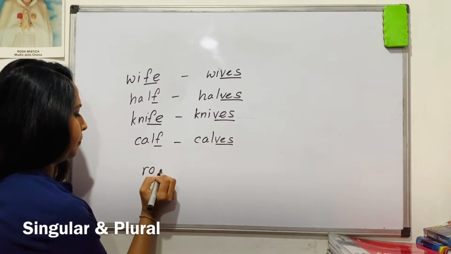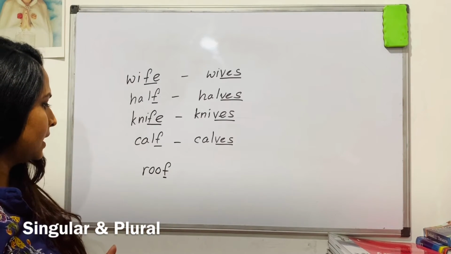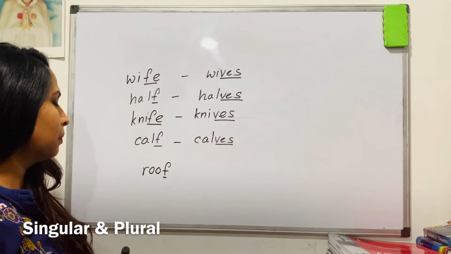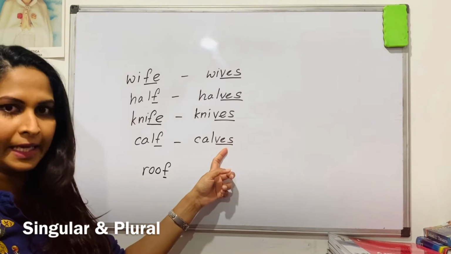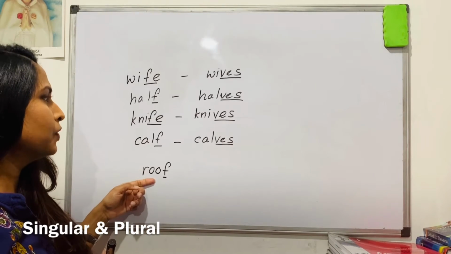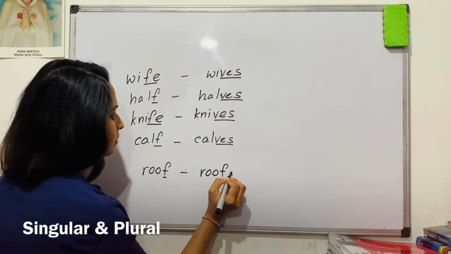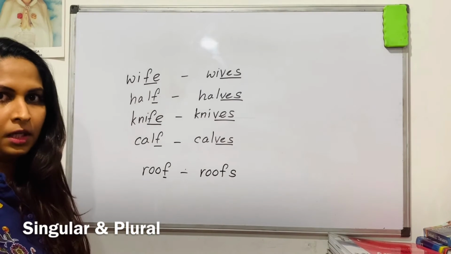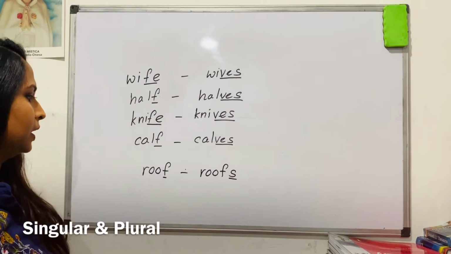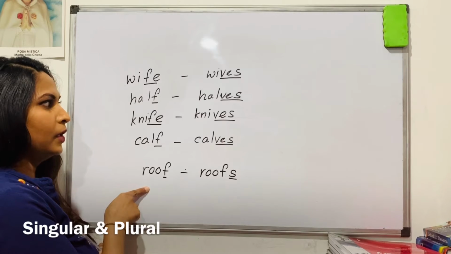But this word, it is ending with an F. At that time, maybe you think that we have to add VES at the end of the plural noun. But this word does not follow this rule and it's only like this when we make it plural. We just add an S at the end of the word. So roof becomes roofs. This word does not follow this rule.